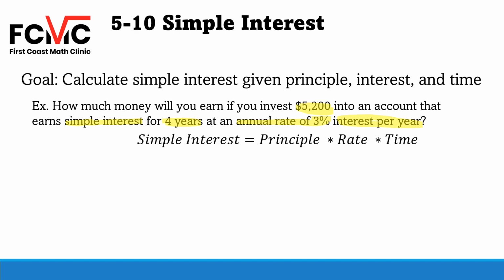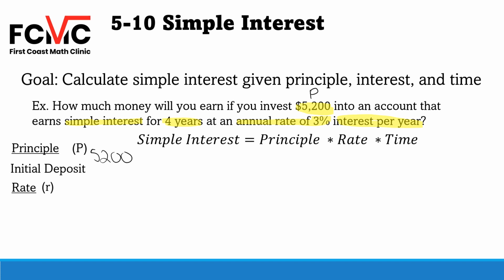Our simple interest formula is principal times rate times time. We're going to use P to represent our principal, and principal is basically just the initial deposit. So what's our initial deposit? The initial deposit is $5,200, the initial amount of money we put into our account.